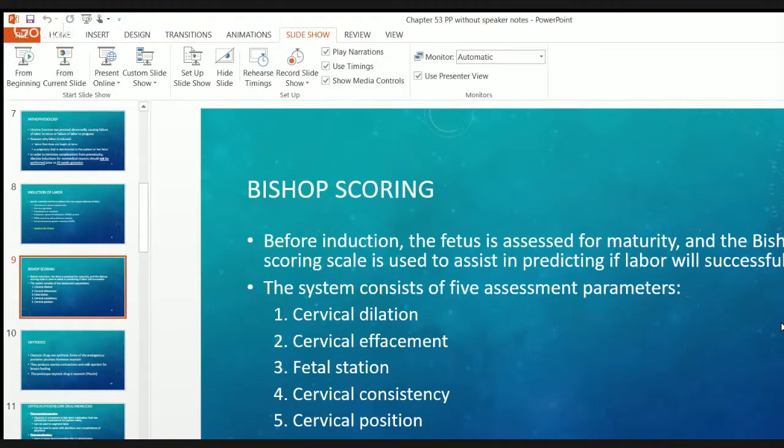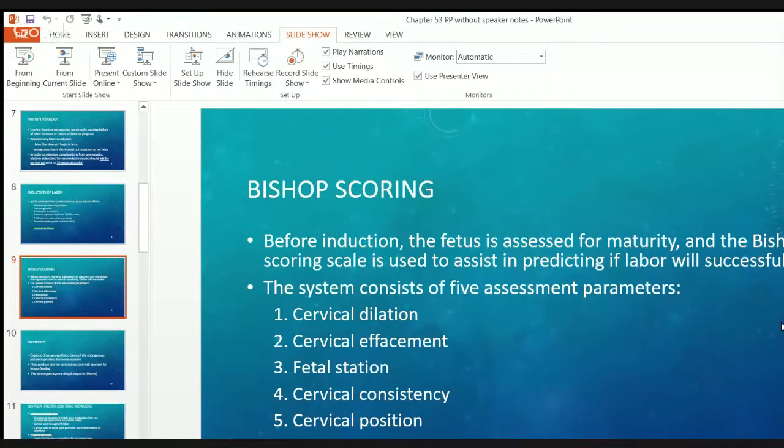So you see the Bishop score actually consists of 5 assessment parameters. We're going to look at cervical dilatation, cervical effacement, fetal station, cervical consistency, as well as cervical position. If any of these things are considered not favorable, typically when we're looking at the scoring system, if the score isn't high enough, then it will be deemed, since we at this time are saying the baby does need to be delivered, or that mom has some condition that says that the risk of her staying pregnant actually outweighs any risk that would be incurred if the baby were born sooner.